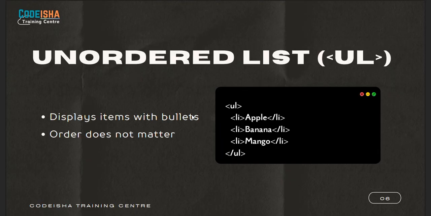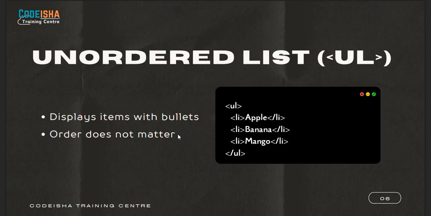It displays items with bullet points, so order does not matter. When we use the unordered list, it does not come like an ordered list, like 1, 2, 3. It cannot follow that. It will come randomly, whether it is a bullet point, an arrow mark, or any other kind of dot points. It can come like that.